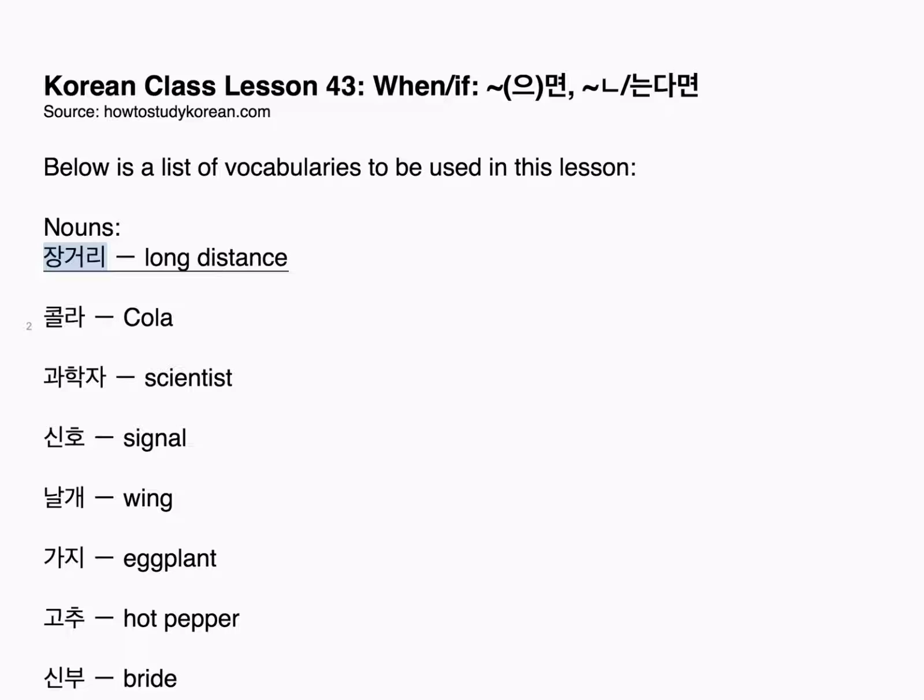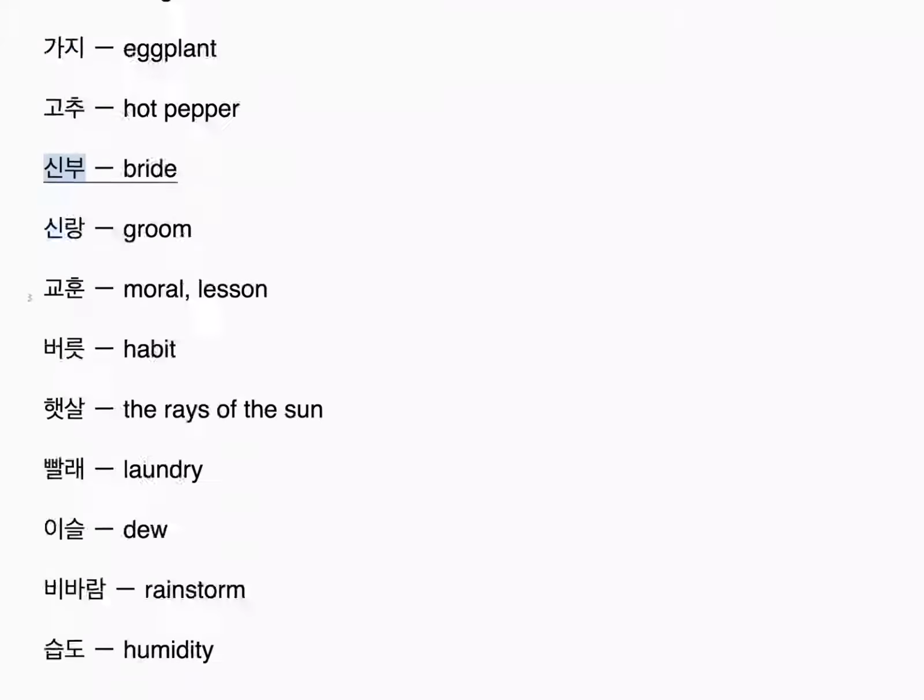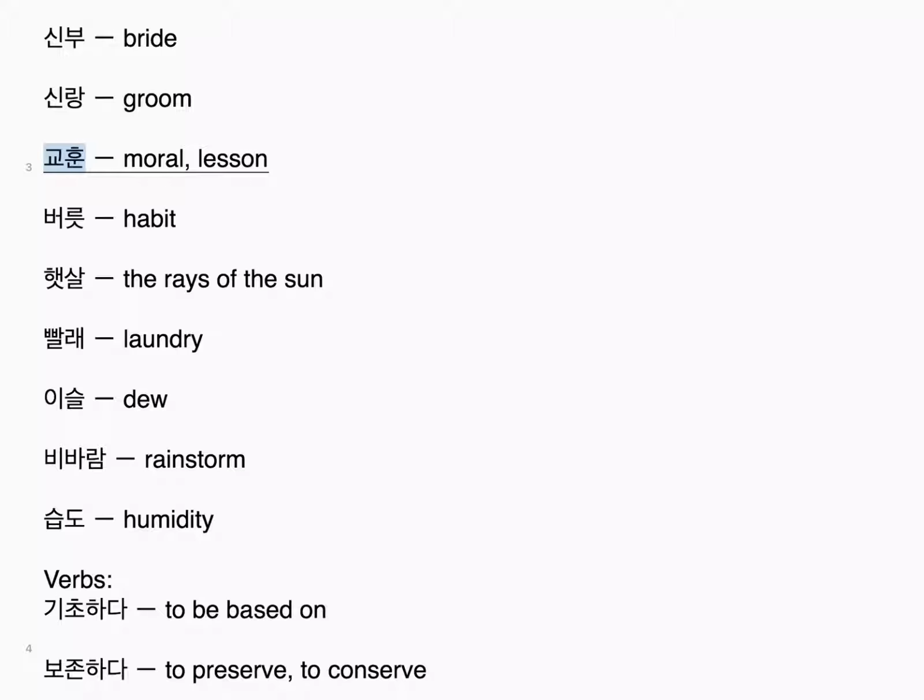Nouns. 장거리, long distance. 콜라, cola. 과학자, scientist. 신호, signal. 날개, wing. 가지, eggplant. 고추, hot pepper. 신부, bride. 신랑, groom. 교훈, morale, lesson. 버릇, habit. 햇살, the rays of the sun. 빨래, laundry. 이슬, dew. 비바람, rainstorm. 습도, humidity.